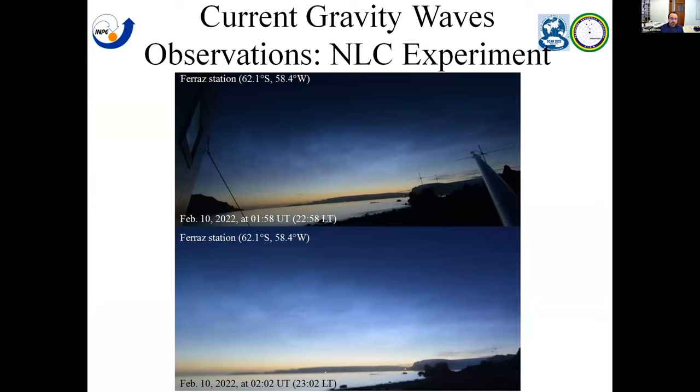Here we can see two pictures taken by a hand outside the container. And you can see clearly this event is quite rare. It's not common in Antarctica, and also the tropospheric cloud coverage does not always allow us to observe the noctilucent cloud in the upper atmosphere.